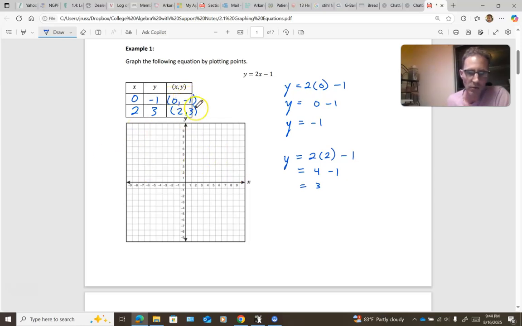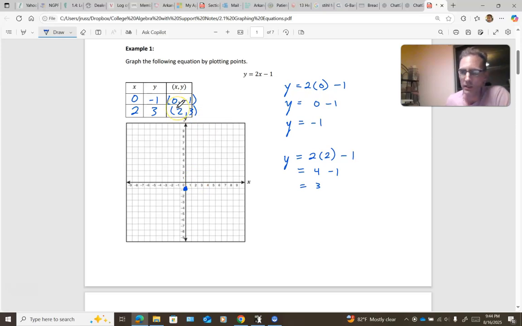So 0, -1. When you're plotting these guys, what I like to do is start on the x-axis first and let that first coordinate value tell you where to move. So if it's negative, you can go to the left. If it's positive, you go to the right. And then whatever that corresponding y-coordinate is, you'll either go up or down. Okay, well, since the x is 0, I'm not going left or right. And then since the y is -1, I do need to go down 1. And this is where I'm going to plot my point. So that's my first point.